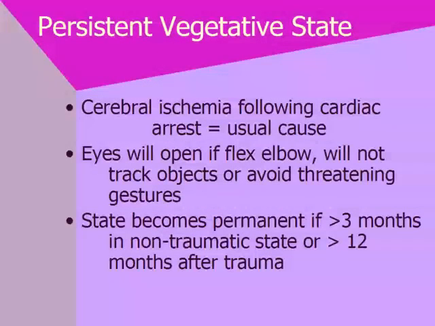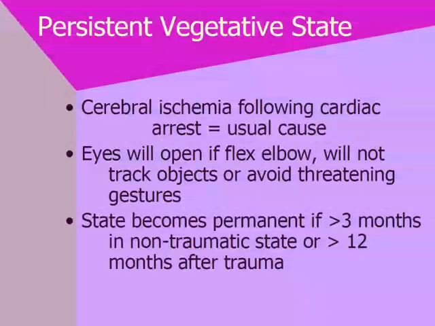Now, a persistent vegetative state is also not covered really well in your textbook in this edition, but cerebral ischemia following a cardiac arrest is the usual cause. The eyes will open if you flex the elbow. Why? I haven't the faintest idea. But they don't track objects, and they don't avoid threatening gestures. In other words, if you take your hand and bring it at your face like you're going to hit yourself in the face, most people will blink.